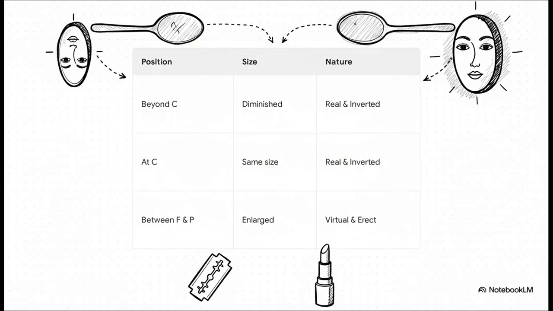And check this out. This is what all that ray tracing predicts. It's the whole secret of the spoon, right here. When you're far away from it, your reflection is small and, yep, upside down. But watch what happens when you get really close, closer than that special focal point. Everything flips. Suddenly, your reflection is right side up, and it's huge. That's exactly how a makeup mirror or a shaving mirror works. It's not a different kind of mirror, you're just standing in the right spot.